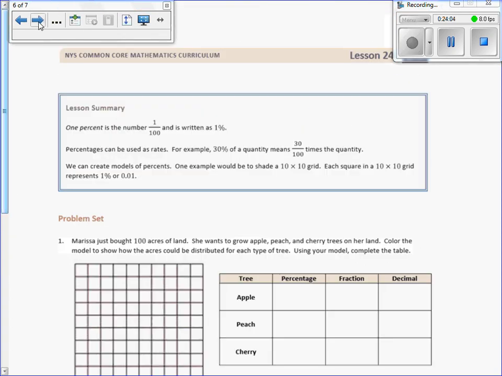All right. Lesson summary. 1% is the number 1 over 100 and is written as 1%. Percentages can be used as rates. For example, 30% of a quantity means 30 out of 100 times the quantity. We can create models of percents. One example would be to shade a 10 by 10 grid. Each square in a 10 by 10 grid represents 1% or 0.001 or 1/100th. Okay. There you go. Do your problems.